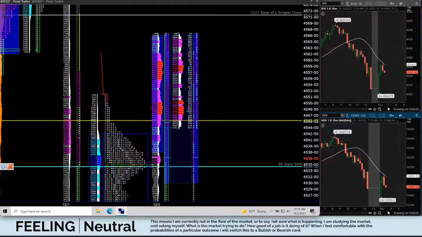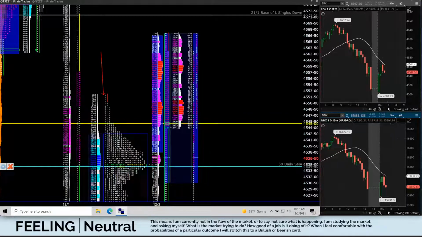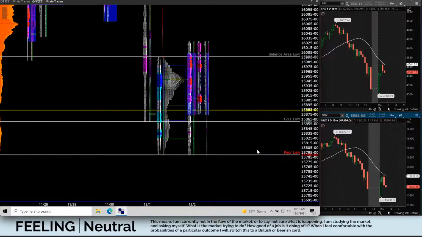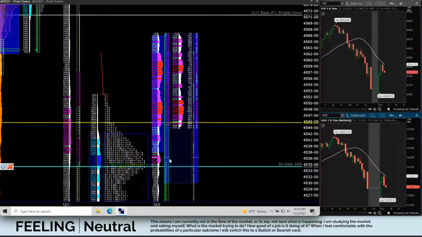Jitten, I'm with you. I'm not going to get bearish on the ES. If I was just trading the Q, I'd be bearish right now. If all I was looking at was the NQ, I would be like, we're heading back down to repair that poor low. But with the ES, we could find support at that 50. So I'll wait and see what happens there.